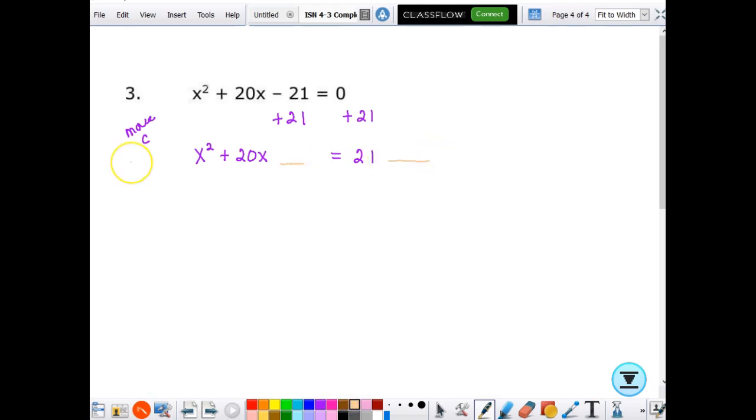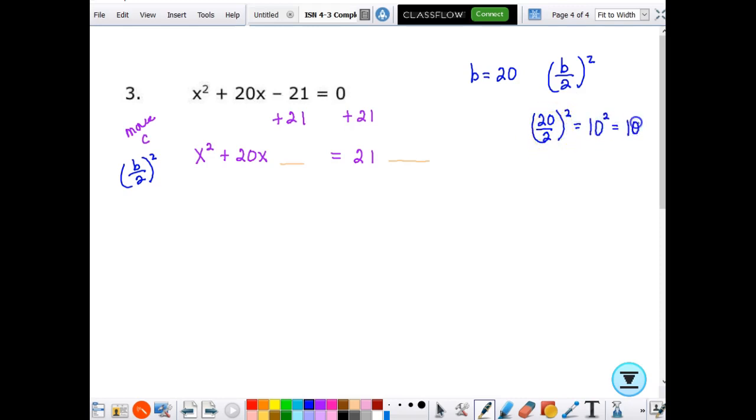So now we're going to figure out (b divided by 2) squared. I'm going to go over here and figure that out. What is our b? Our b is 20. (B divided by 2) squared, so (20 divided by 2) squared. 20 divided by 2 is 10.